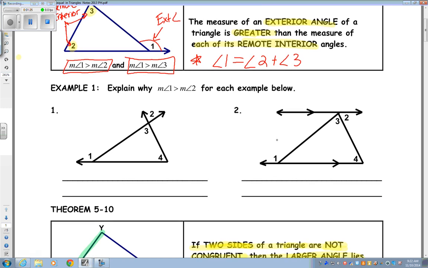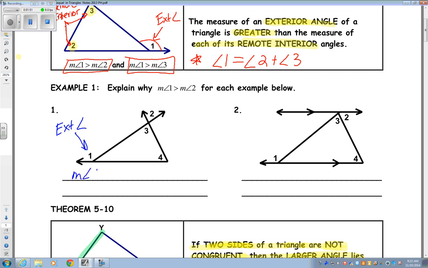So who is the exterior angle in the first example? Angle 1. Okay, so angle 1 is our exterior angle. We're trying to explain why it would be bigger than the measure of angle 2. Do we know who angle 1 is greater than? Yes, it's greater than 3 and 4. So the measure of angle 1 is greater than the measure of angle 3, and the measure of angle 1 is greater than the measure of angle 4. Greater than both.